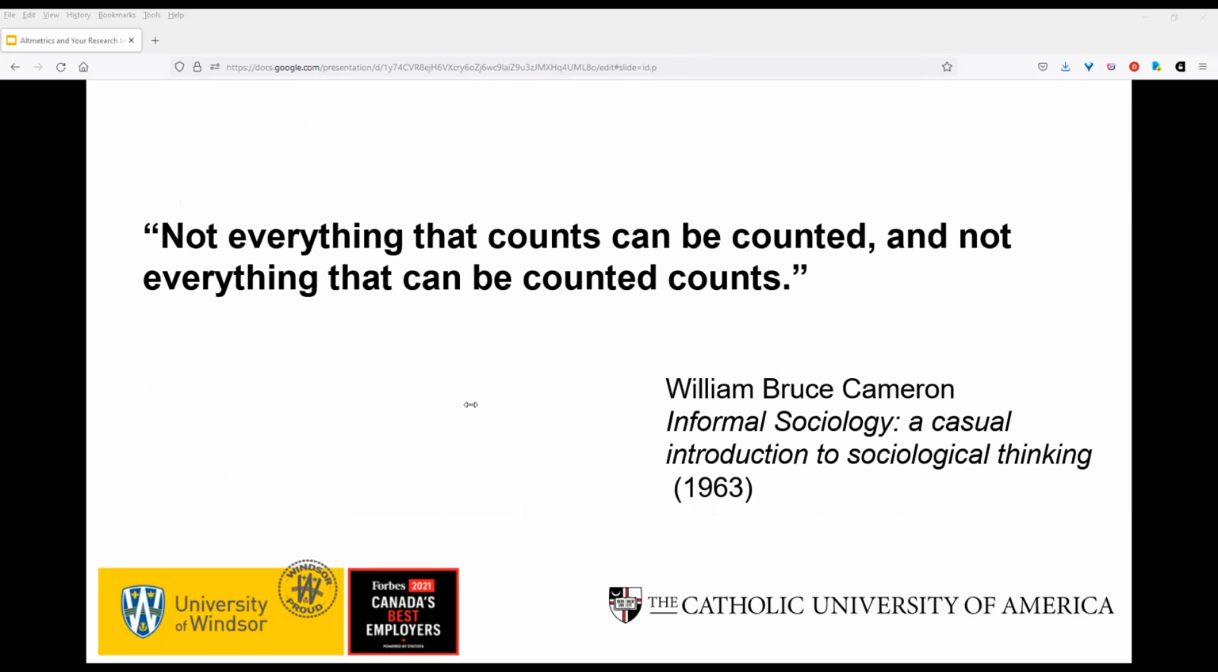Now while a lot can be measured in the research universe, it is important to keep in mind that metrics do have limitations. As William Bruce Cameron stated many years ago, not everything that counts can be counted, and not everything that can be counted counts. It is vitally important for the researcher to be aware of these limitations and to be on guard against malfeasant use of metrics by actors, agents, companies, institutions that may have a specific agenda.